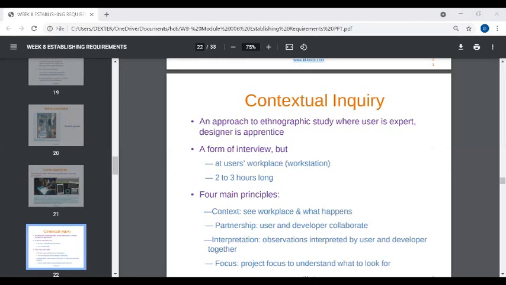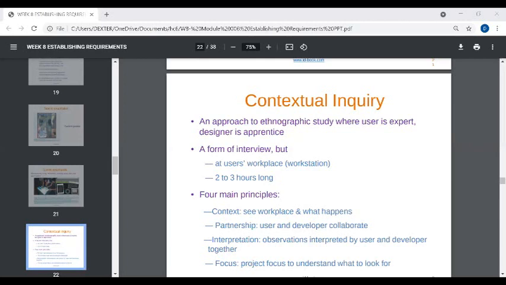Contextual inquiry is an approach that emerged from the ethnographic approach to data gathering. It is tailored to gather data that can be used in design, and it follows an apprenticeship model. So the designer works as an apprentice to the user.